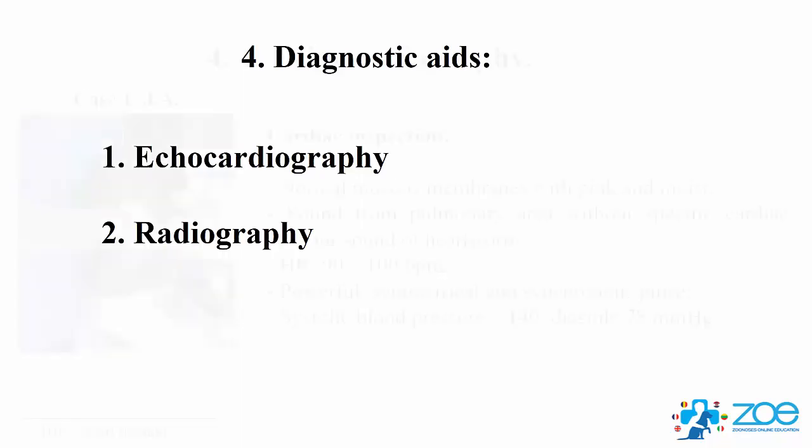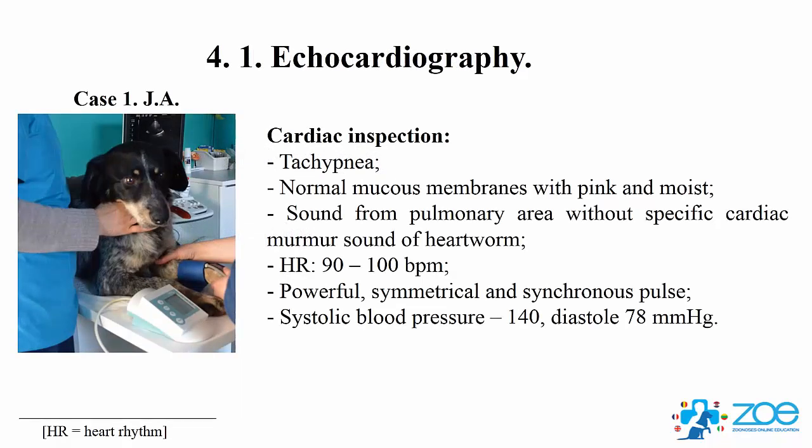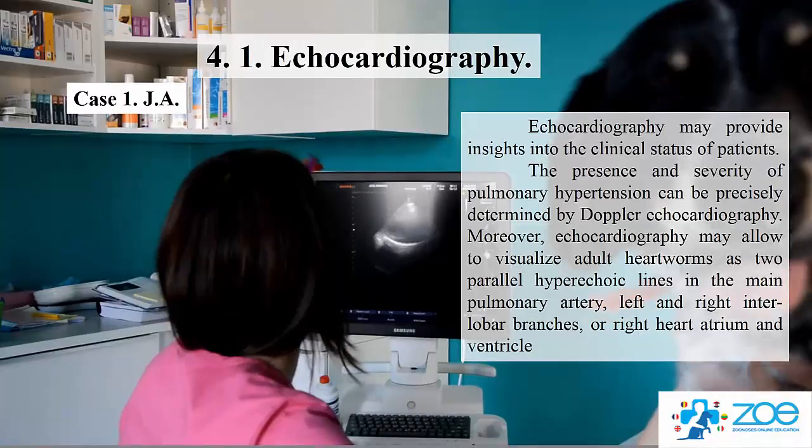Echocardiography. Case 1. Cardiac inspection. Tachypnea. Normal mucous membranes, pink and moist. Sound from pulmonary area without specific cardiac murmur sound of heartworm. Heart rhythm between 90 and 100 BPM. Powerful, symmetrical and synchronous pulse. Systolic blood pressure 140. Diastole 78.